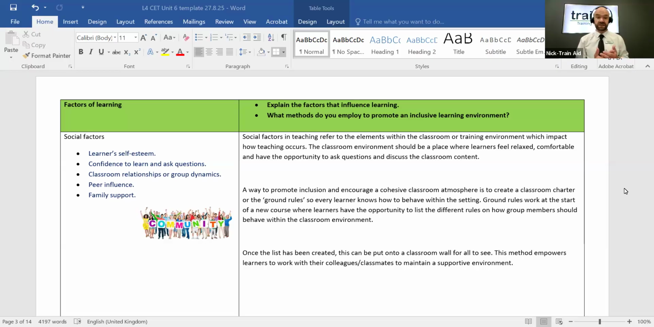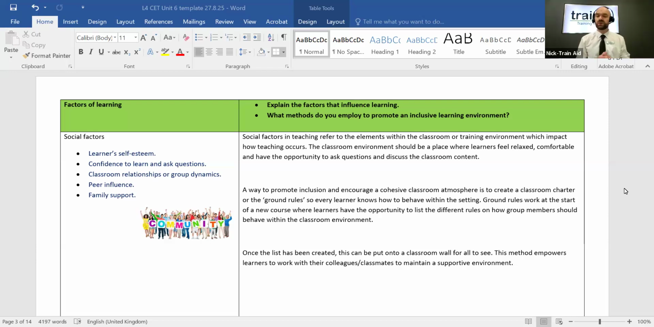I always like to designate a classroom rep as well, so having 2 members of the class who can be classroom reps. So hopefully it empowers learners to take on that leadership role, to listen to the group members. So hopefully it can be more of a democracy, and that way everyone knows how to behave as well. But that's one way in which you can promote a cohesive atmosphere.